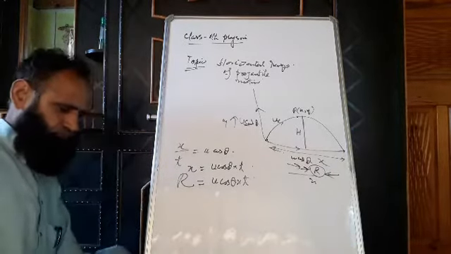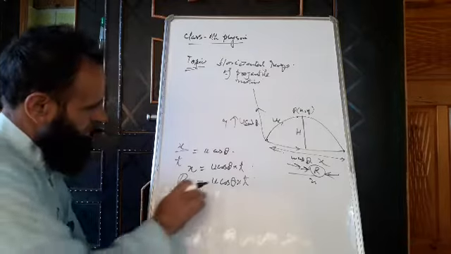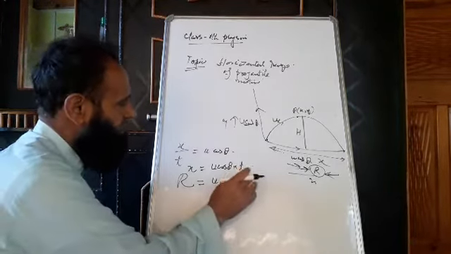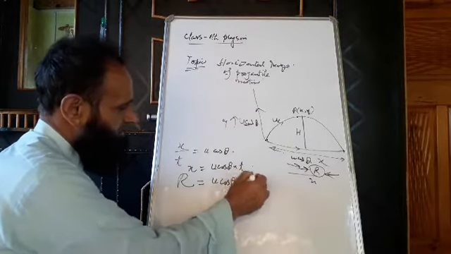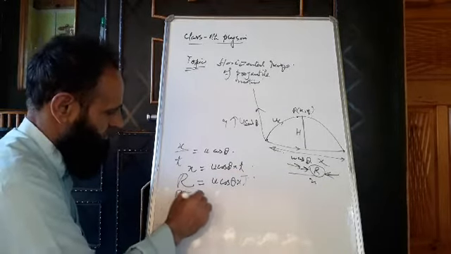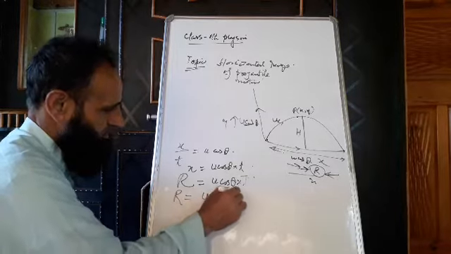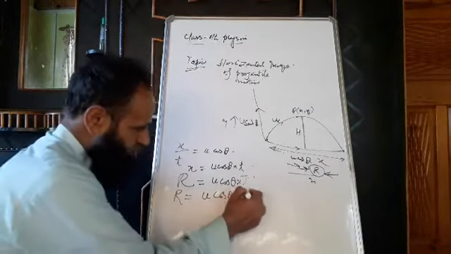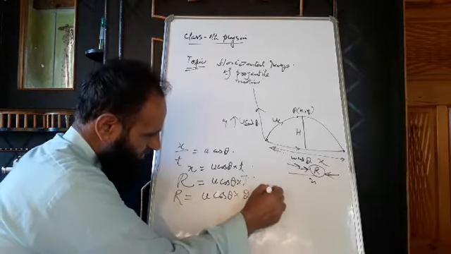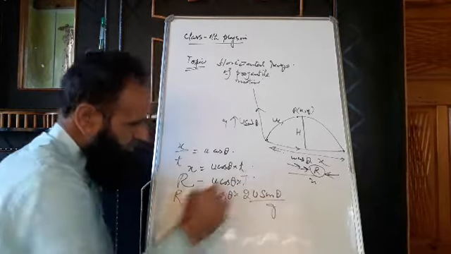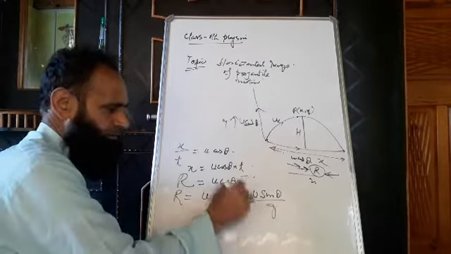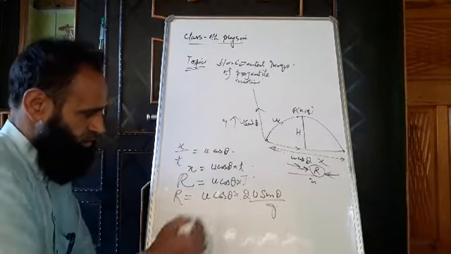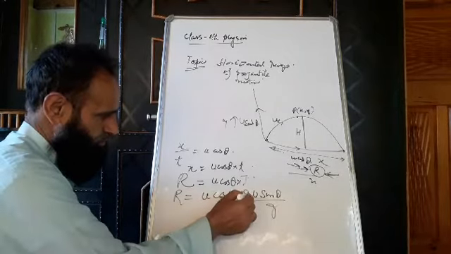But we can use something instead of this t. What is our t? t is the time of flight. Yesterday we took the equation for time of flight. In R is equal to u cos theta into t, instead of t we can use the value of t, that is twice u sine theta divided by g. Yesterday we derived this value, twice u sine theta by g was the time of flight.